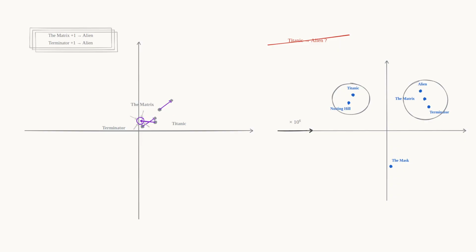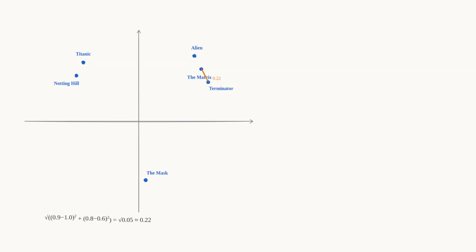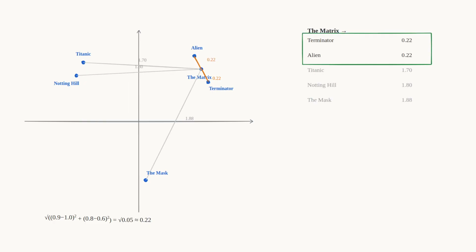It is, and very simply. Take the trained map and take the ruler from the distance scene. The Matrix's neighbors? Compute. To Terminator, the root of 0.05, about 0.22. To Alien, the same. To Titanic, 1.7. To Notting Hill, almost 1.8. To The Mask, just under 1.9. And the list speaks for itself. Nearby, sci-fi. Far away, everything else.